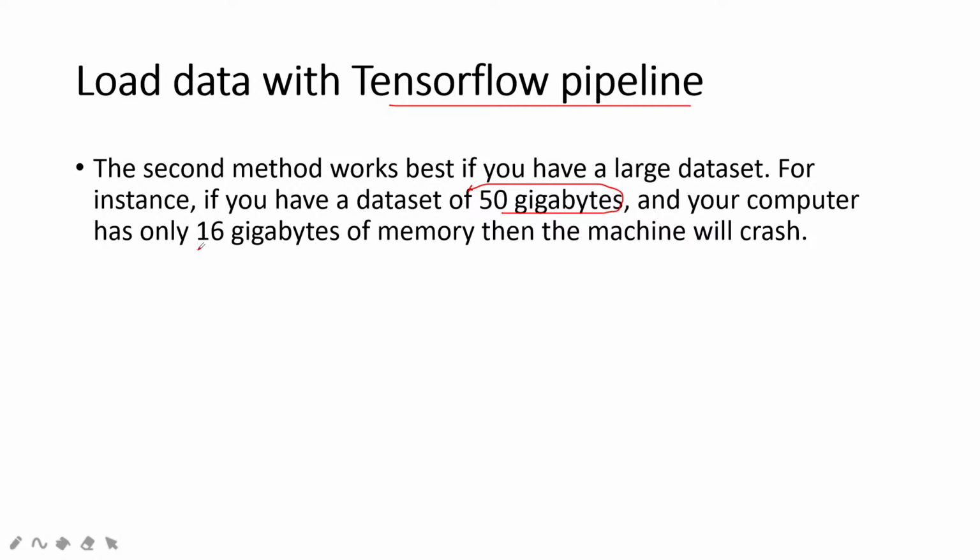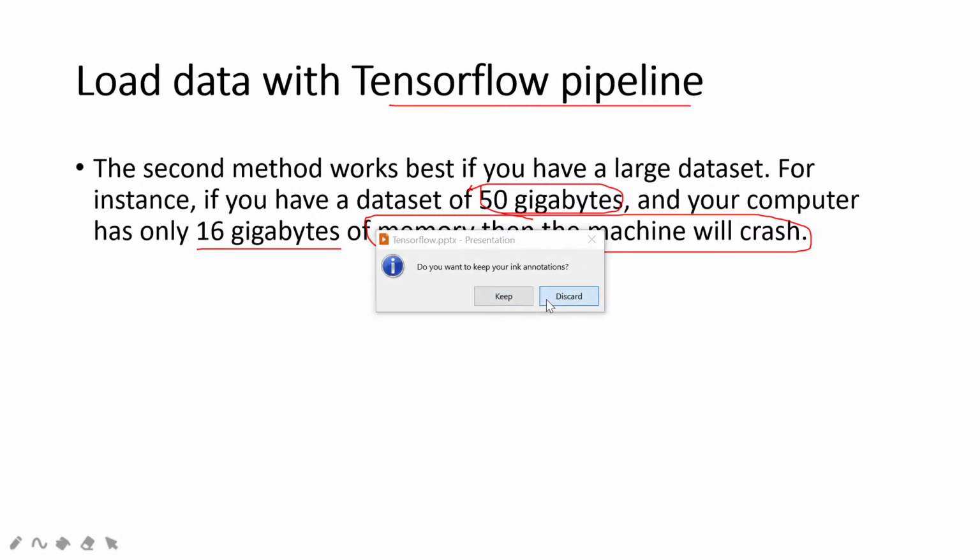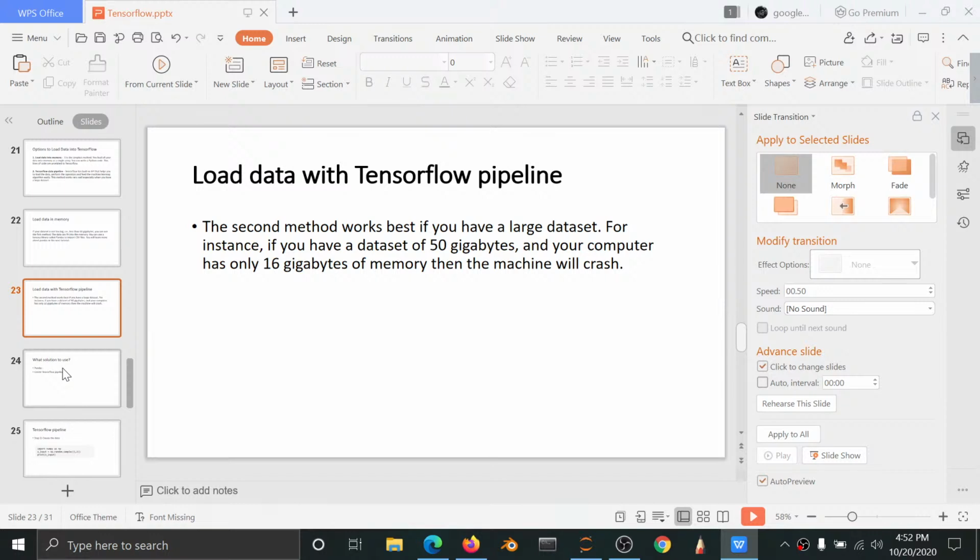If it is 16 GB also, the memory of your machine will crash. So you need to use the TensorFlow pipeline only. Up to 15 GB you can do it like this. If you have more than 15 GB, you need to use some advanced technique like Spark, PySpark, and so on. So this is the use of the TensorFlow pipeline technique. Here I have some demo. I hope everybody understood how TensorFlow works.